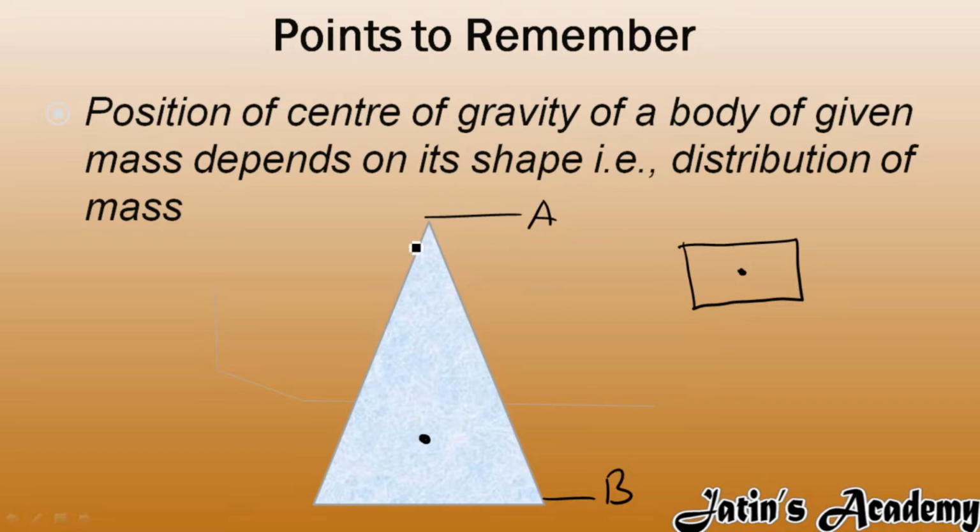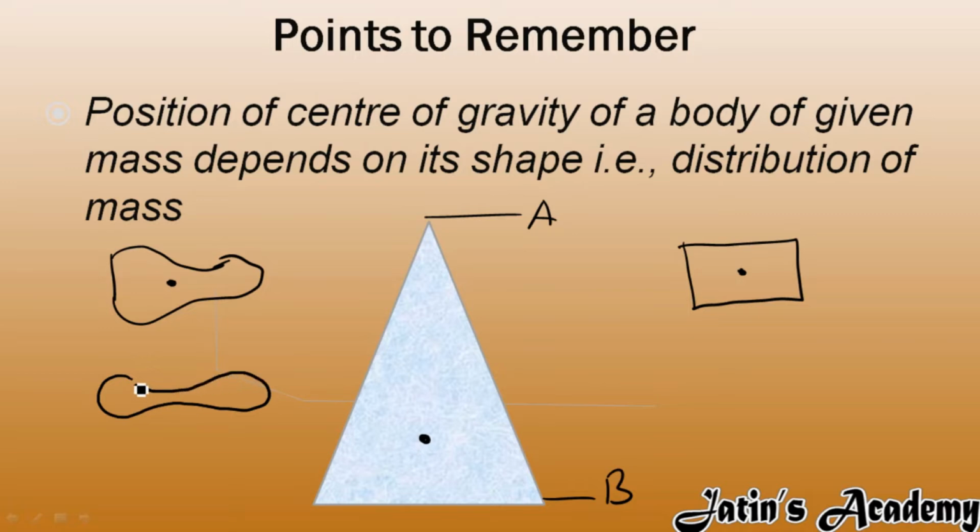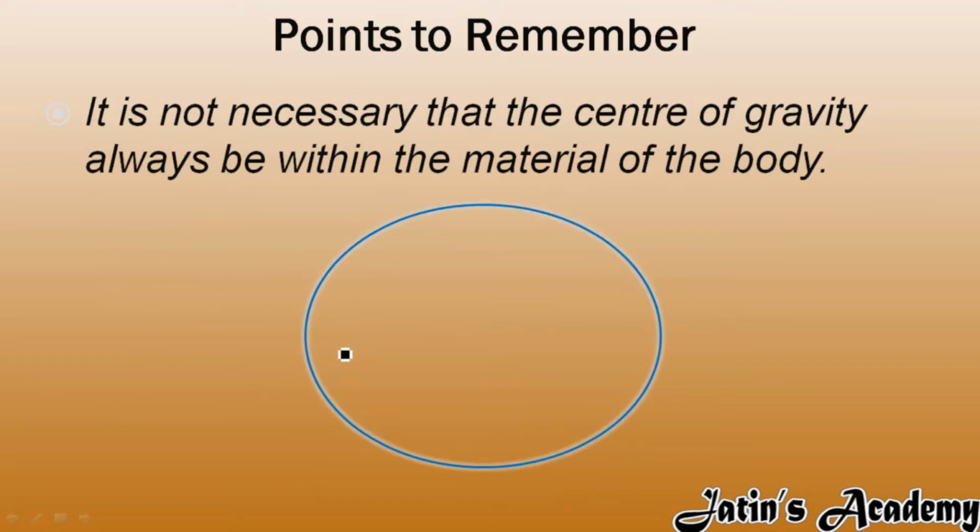For example, I have this irregular body. Its center of gravity is like this. Now if I change the shape of the body, the center of gravity will also shift. It means that the center of gravity will depend upon the distribution of mass, how the mass is distributed.